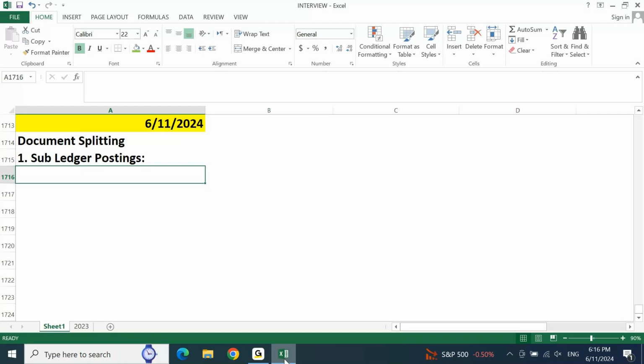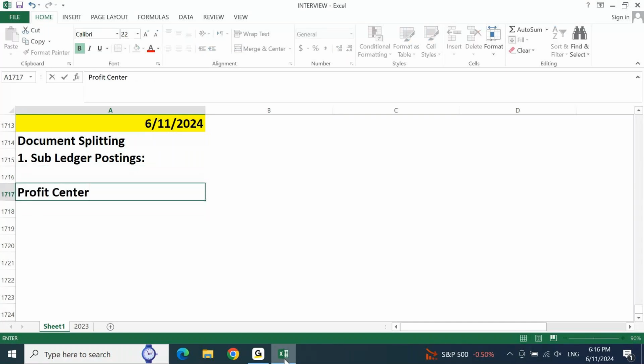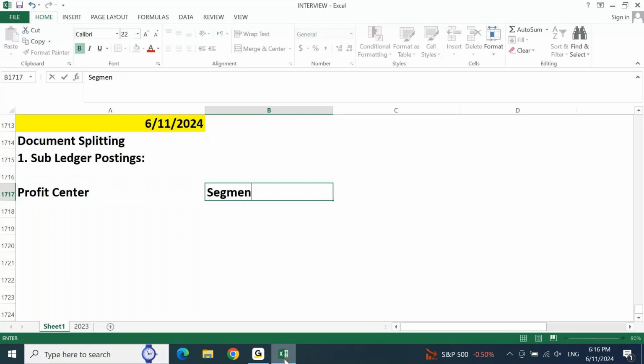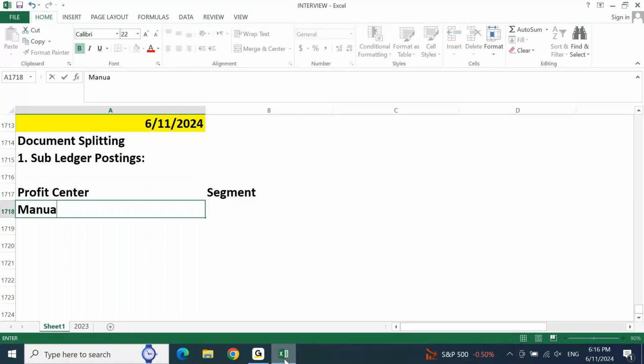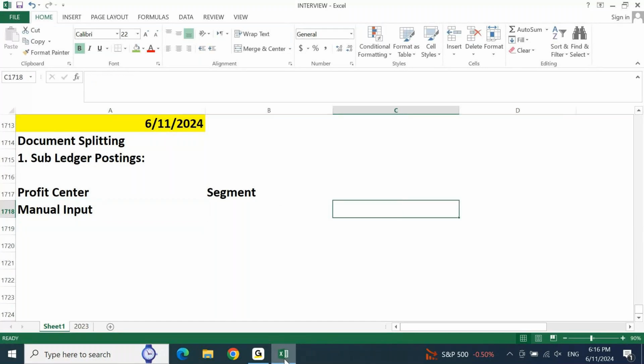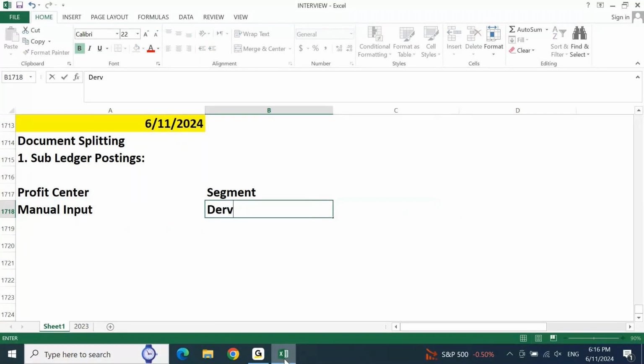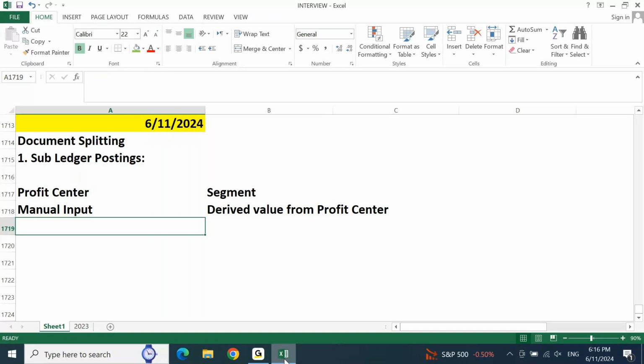Always remember, profit center is a manual entry. You put profit center here and then segment. Now this is a manual input. Profit center is a manual input while posting the accounting entry. Second point, segment is a derived value from profit center. Profit center is a manual input. Segment is a derived value from profit center, meaning you will not be able to input segment manually.